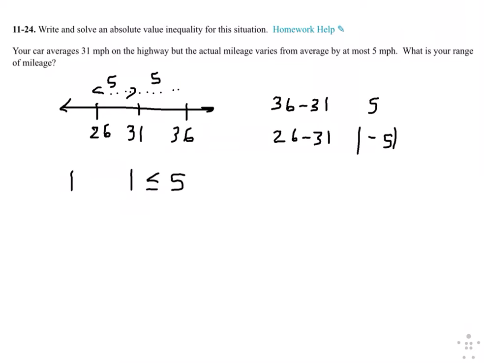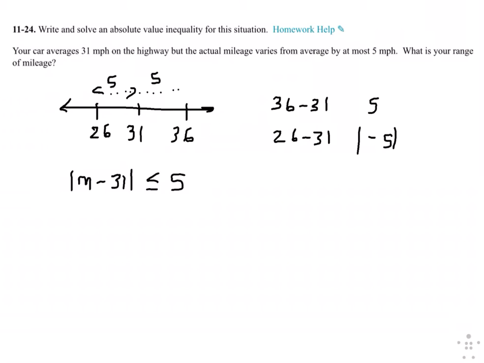So it means that we're going to take the mileage minus the center point, and that has to be less than or equal to 5. You could think of it as the center point minus the mileage. That would be fine too. It's the same thing.